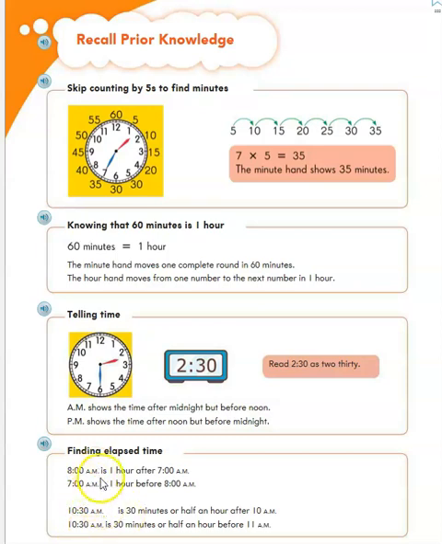So this just says 8 o'clock a.m. is 1 hour after 7 o'clock a.m.